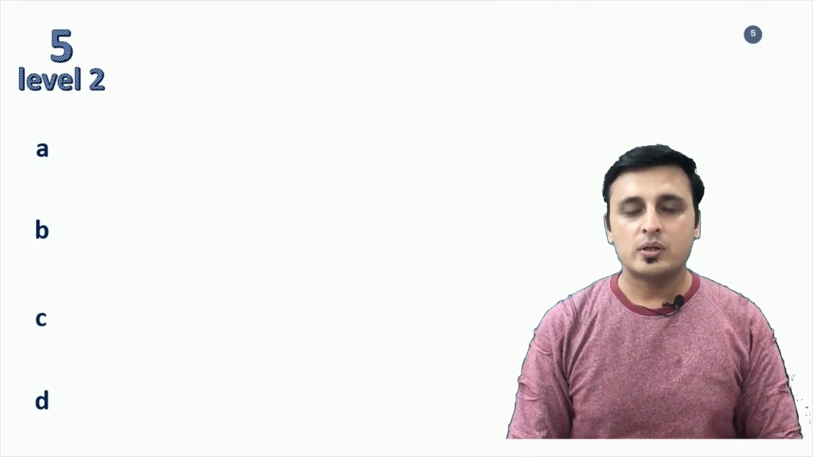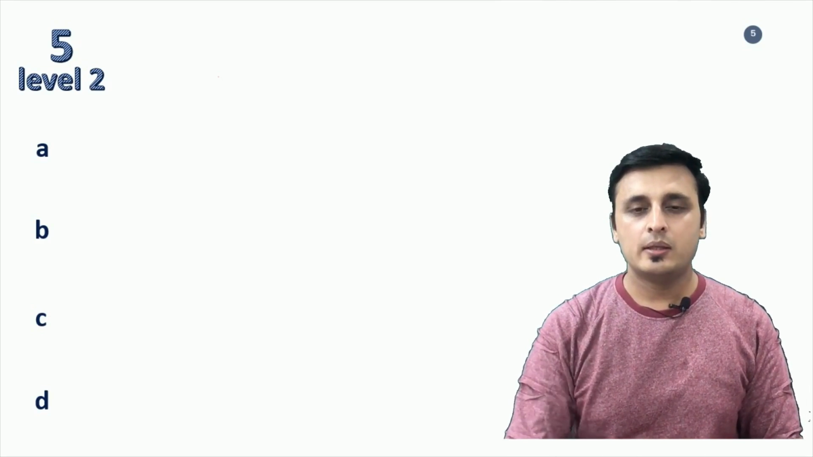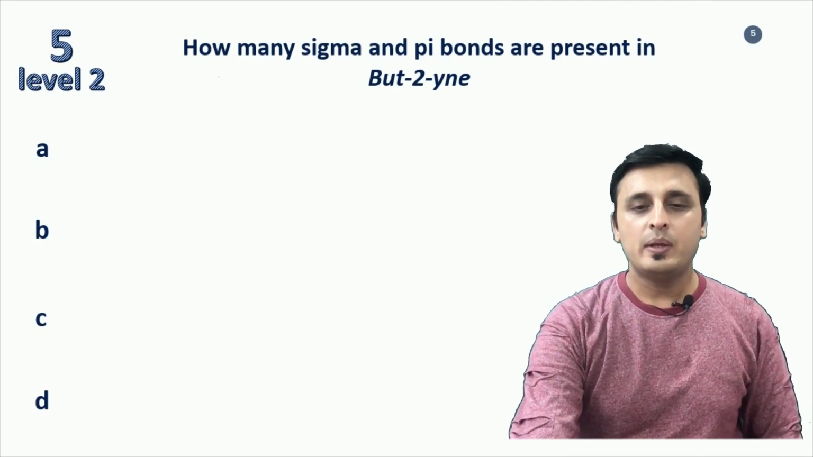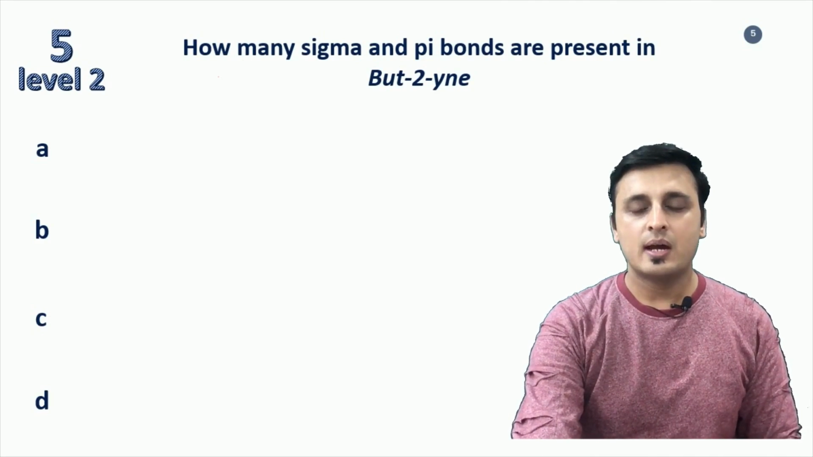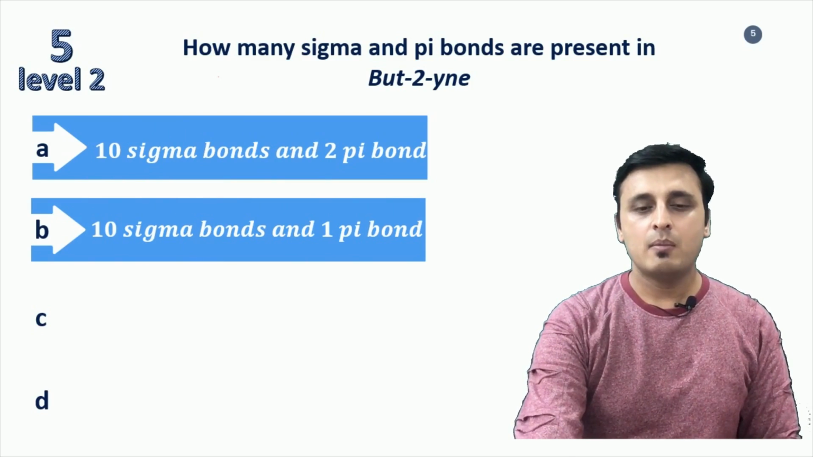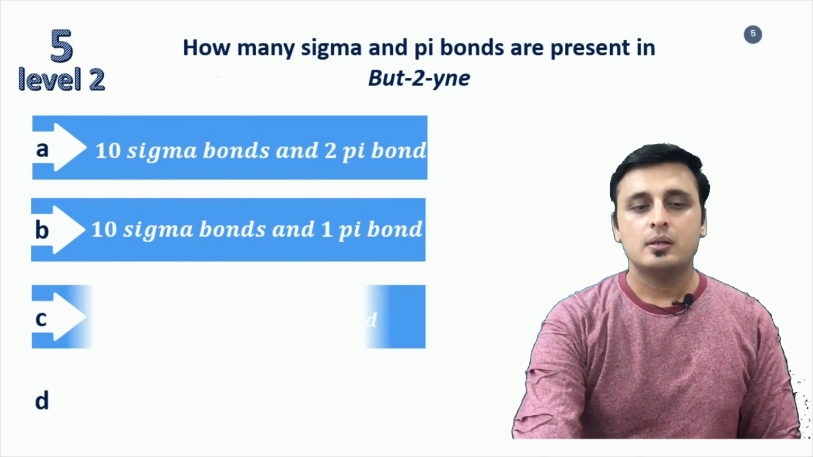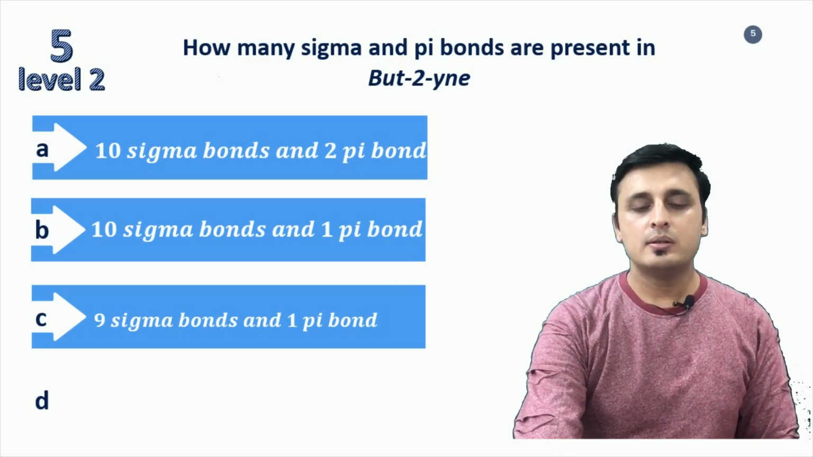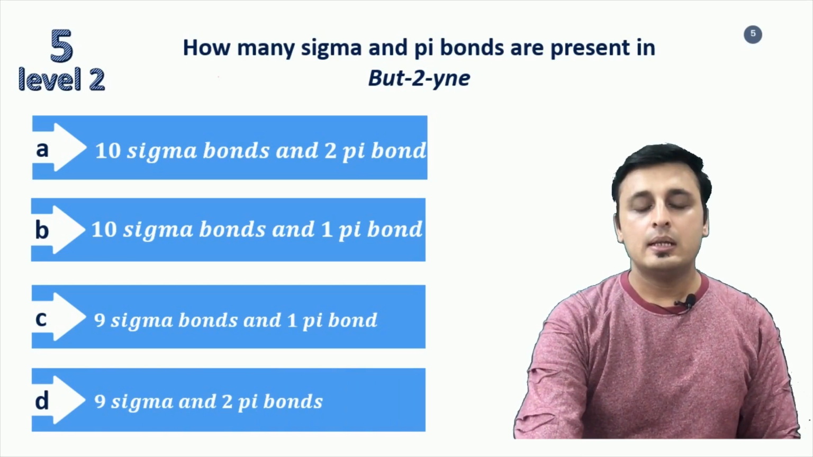Now presenting question number 5, level 2. The question is, how many sigma and pi bonds are present in but-2-yne? Option A, 10 sigma bonds and 2 pi bonds. B, 10 sigma bonds and 1 pi bond. C, 9 sigma bonds and 1 pi bond. D, 9 sigma and 2 pi bonds.